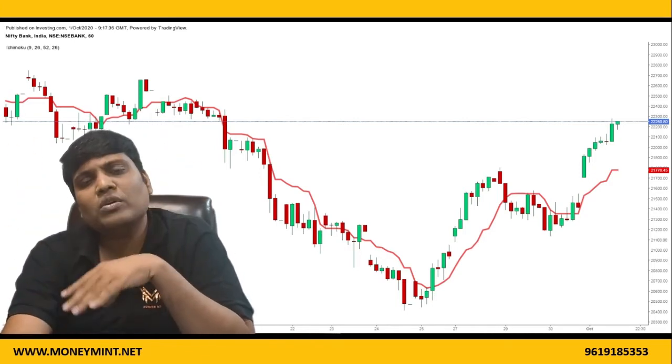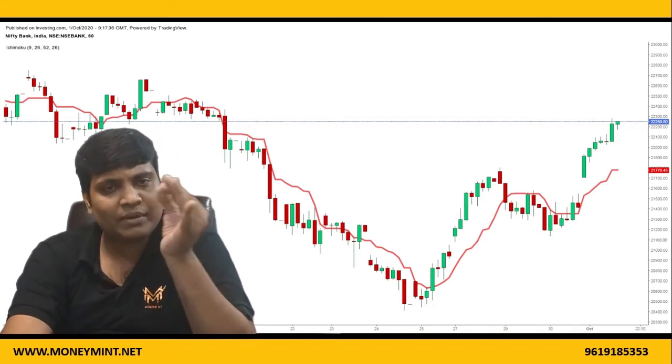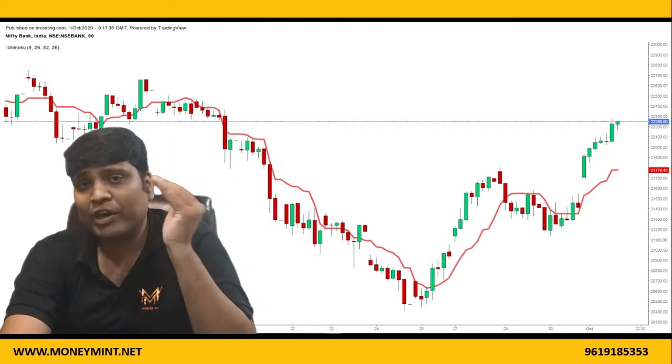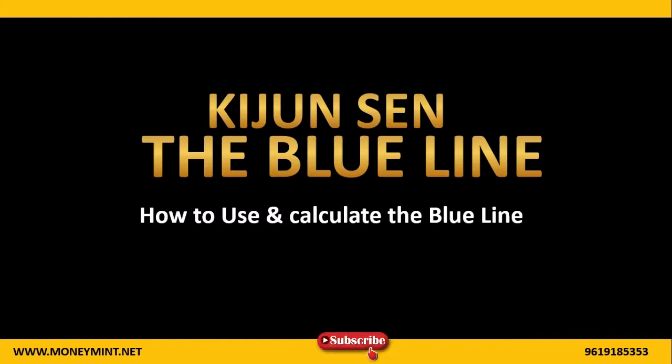So this is a very good structure, very good diagram, very good lines to understand, but the concept you need to understand in this way: it is not like a simple moving average where a smooth flow is there. So this shows about the red line. Now in the next video we will see about the Kijun-sen blue line. What is this Kijun-sen blue?